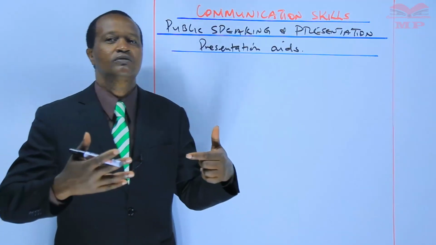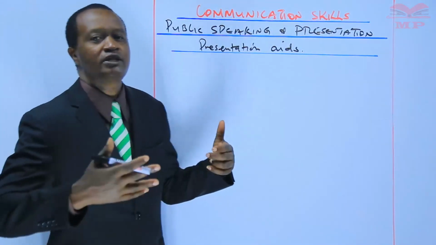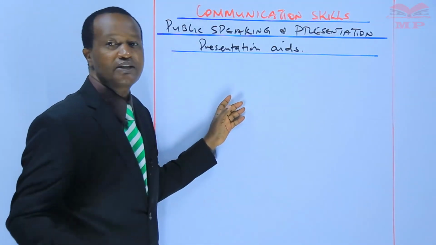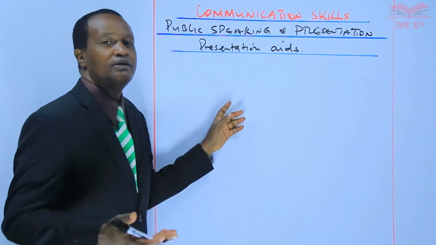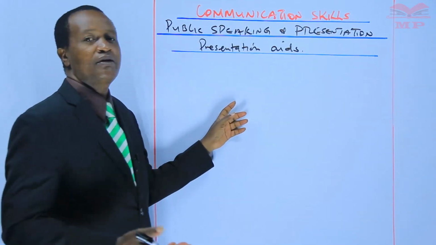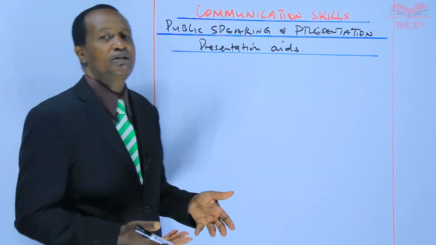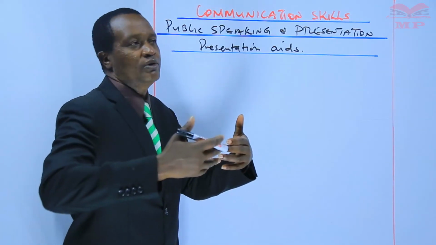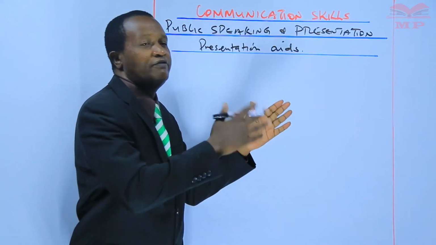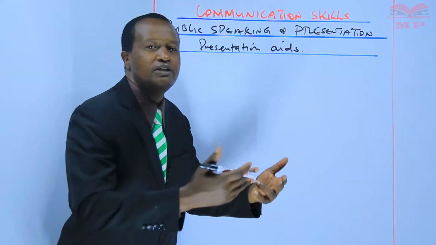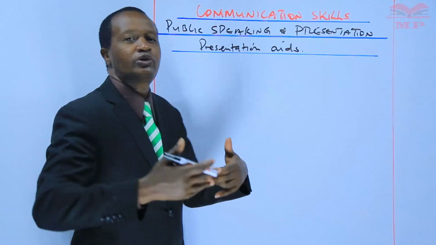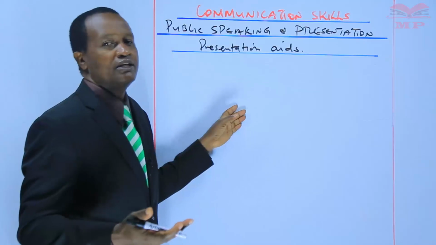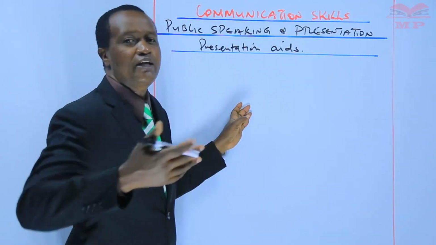And the type of presentation aids that speakers mostly use are visual aids, like pictures, diagrams, charts, graphs, maps may also be used, and so on. We may also have audible aids, which may include musical excerpts. They may include audio speech excerpts. They may also include sound effects.